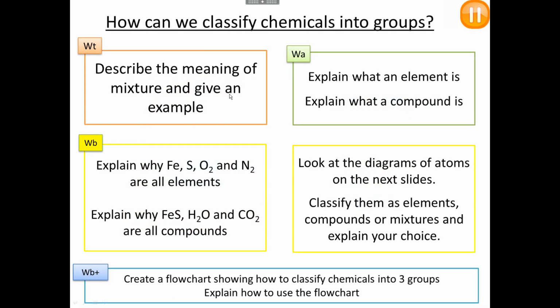Right, now it's time for your writing task. You need to begin by describing the meaning of a mixture and give an example. You're going to explain what an element and a compound is. If you've got that correct understanding, you are then going to explain a range of different situations. Why are these chemicals elements? Why are these ones compounds? And then there are some diagrams on the next couple of slides. You need to decide if each box shows an element, compound, or mixture, and explain your choice. Then you could write a flowchart of your own showing how to classify chemicals into three groups.